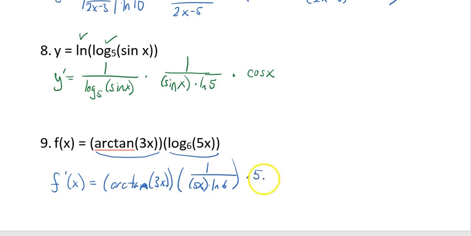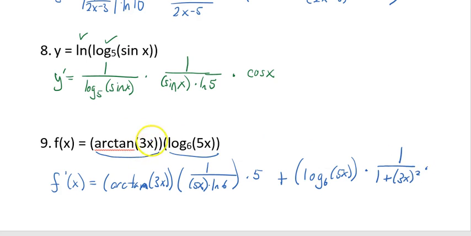So first derivative of the second plus the second times the derivative of the first. And the first has your arctan rule, which is 1 over 1 plus whatever your x is squared. And then times our derivative of the inside of that, which is a 3. So first derivative of the second plus second derivative of the first. And that concludes this lesson.